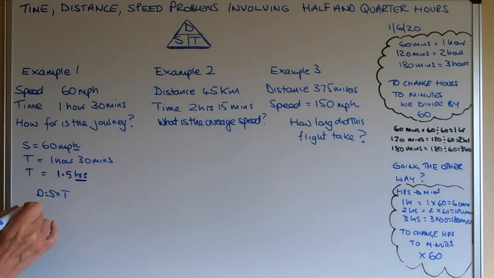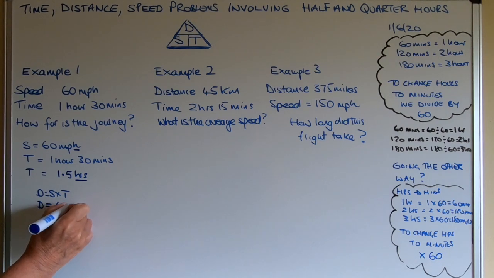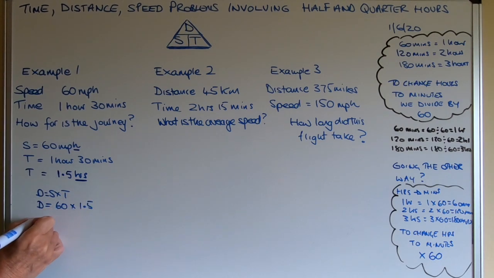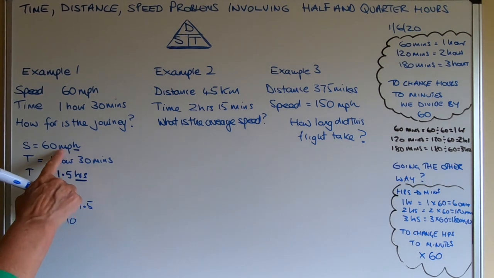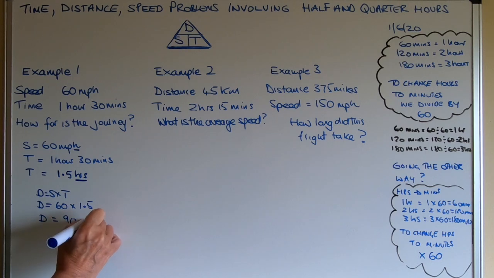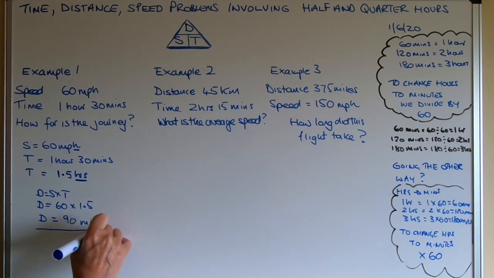Distance is equal to speed times time. We've now checked that our units are compatible. Distance equals 60 times 1.5. So our three lines of working as before, the distance is equal to speed times time. That would be 90, and our units, miles, 90 miles.